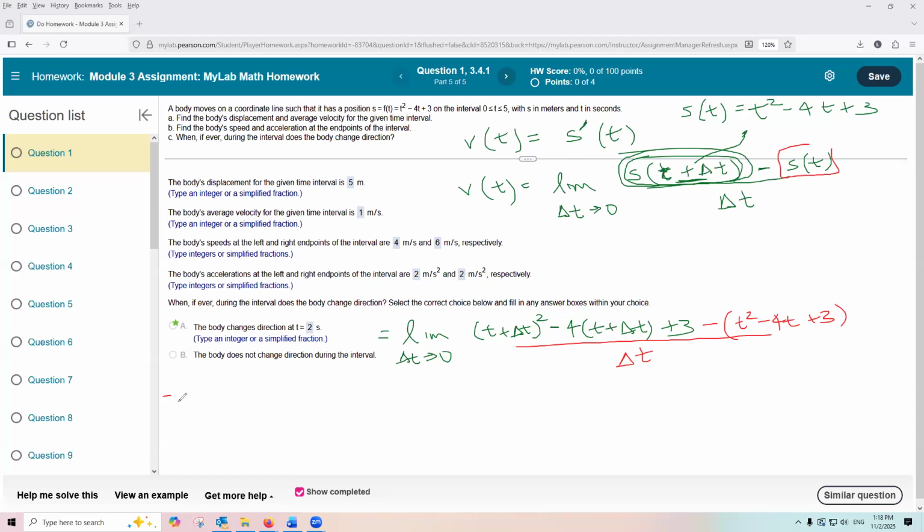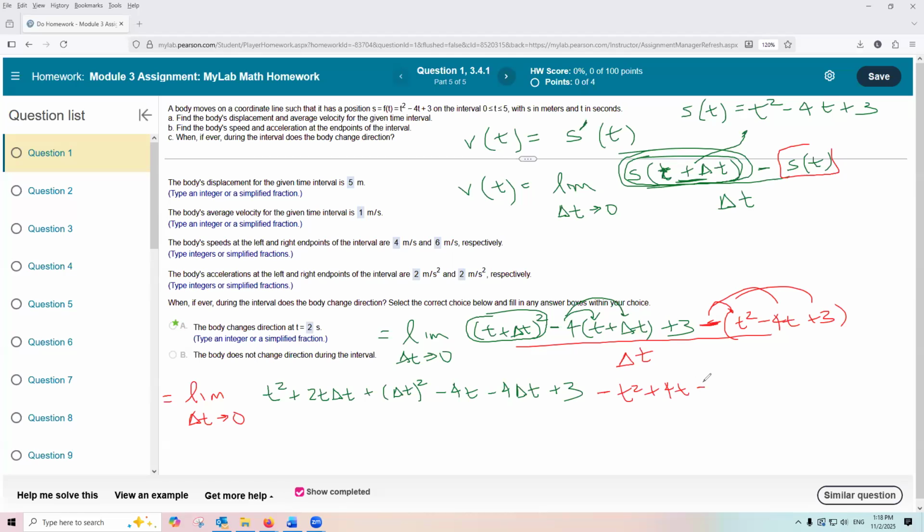All right, so let's write this out. This is the limit as delta t goes to 0. All right, how about (t plus delta t), that parenthesis squared? Well, that's going to be t squared plus 2t delta t plus delta t squared. All right, here it's going to be minus 4t minus 4 delta t plus 3. And this back red parenthesis, I'll just distribute the subtraction sign inside. So it's going to be minus t squared plus 4t minus 3 all over delta t.